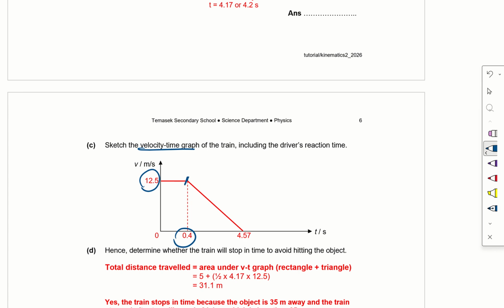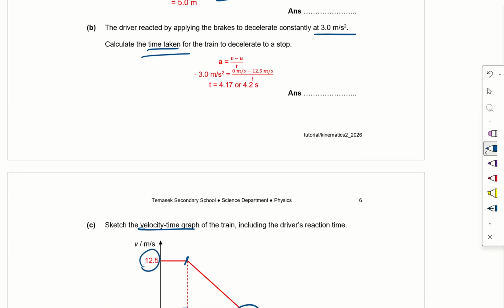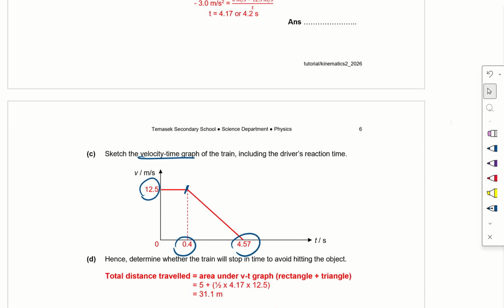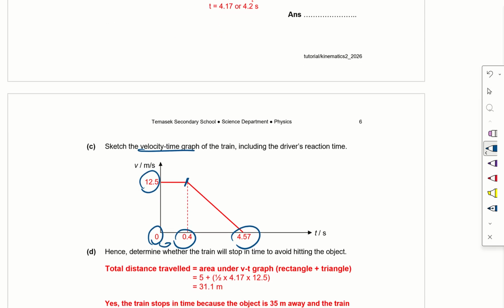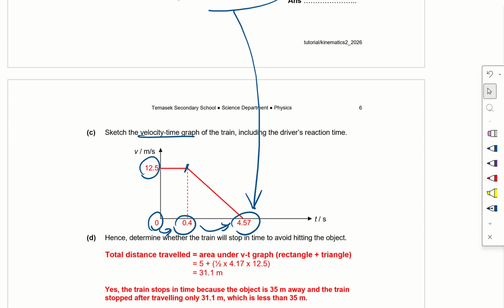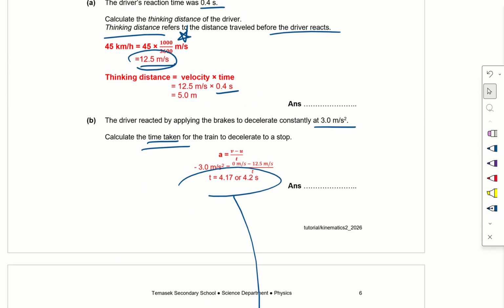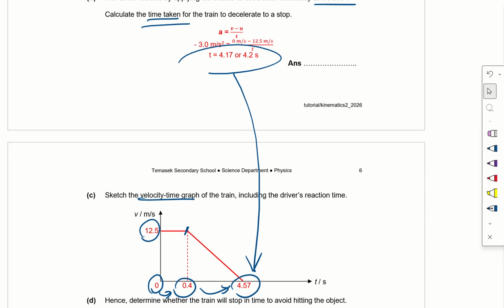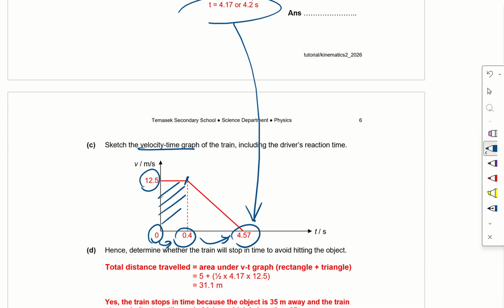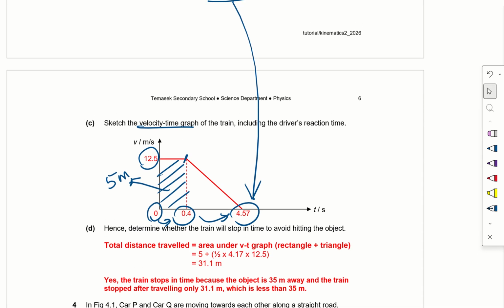Then he decelerated. Now, why do we have this funny value of 4.57? Because this is the time taken for it to decelerate to a stop. But we started the story at time equals 0. It goes on to his thinking time, and then you need to add this time value to here. So it's 4.57. And you saw that the thinking distance is 5 meters, right? You can actually calculate this area, and it should give you a value of 5 meters, because the area under the VT graph is the distance traveled.